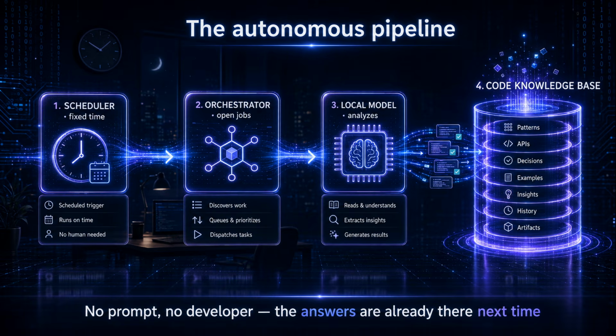And there is a part that runs entirely without you. A scheduler fires at a fixed time of day. It triggers the orchestrator that picks up open analysis jobs and hands them to the local model. The results flow into a code knowledge database. The database grows with every run. The next time the agent has to understand a part of your codebase, the answers are already there. No prompt, no developer at the desk. Software that quietly, reliably builds something useful in the background.